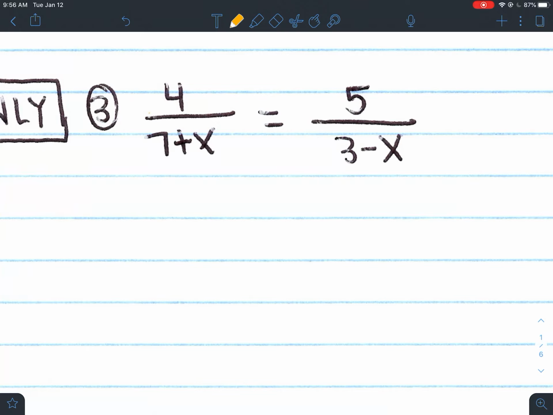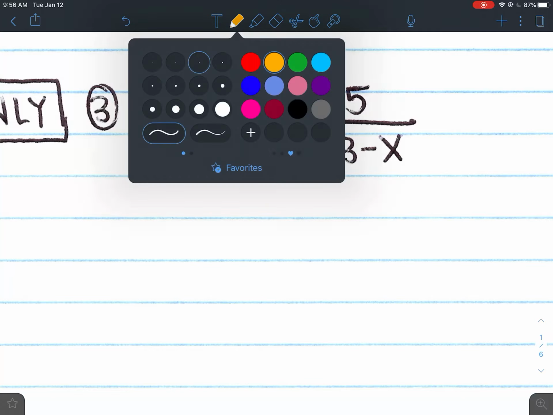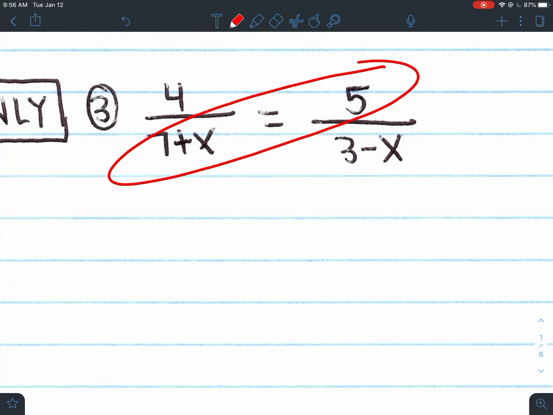Now your middle school teacher might have called this the butterfly method, where you use your little wings to multiply with each other, but we call that cross multiplication in high school. So what you want to do is cross multiply. You're going to multiply diagonally, and it doesn't matter which side you do first. So we'll go ahead and do this one first. We're going to cross multiply here.